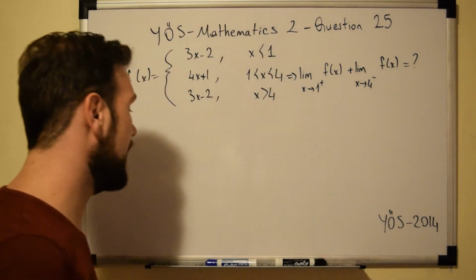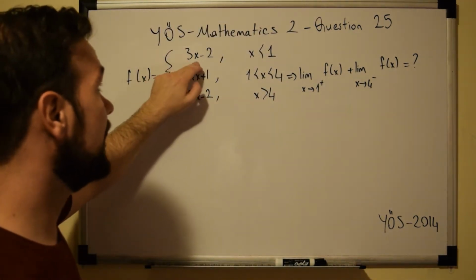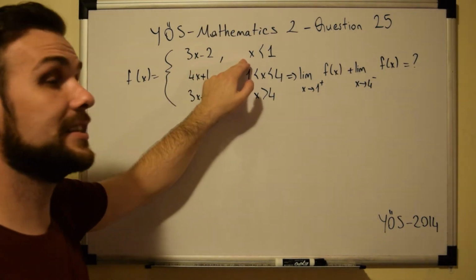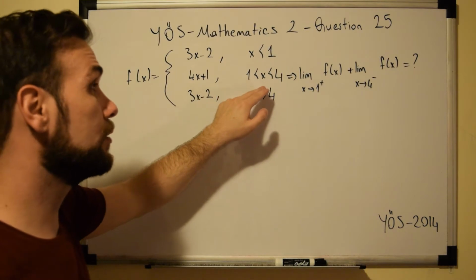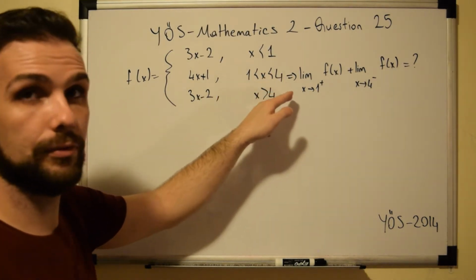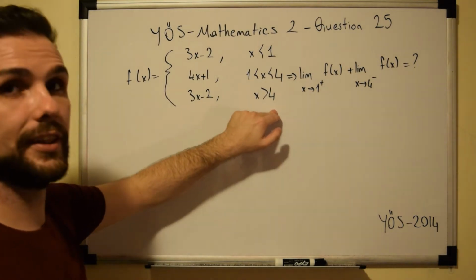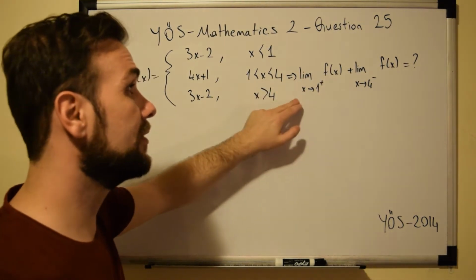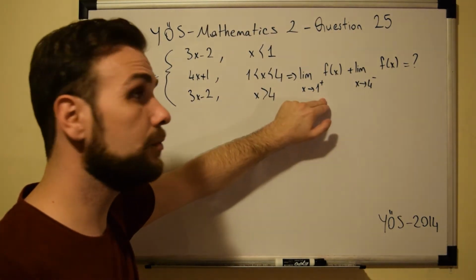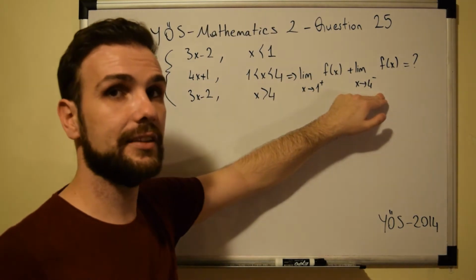In this question we have f(x), which is equal to 3x minus 2 if x is less than 1, 4x plus 1 if the values of x are between 1 and 4, and 3x minus 2 if the value of x is greater than 4. And we are asked for the limit of f(x) as x approaches positive 1, plus the limit of f(x) as x approaches negative 4.